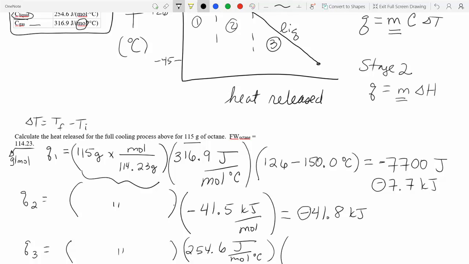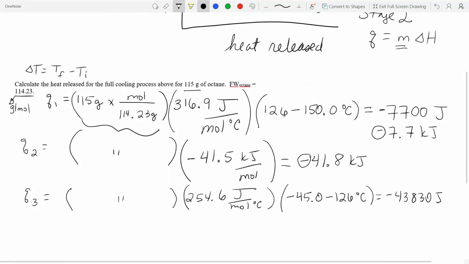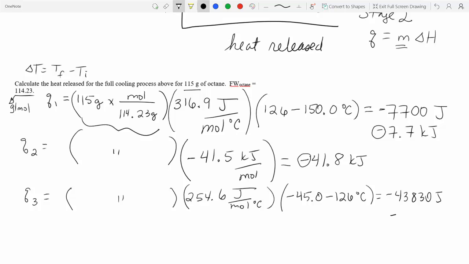Now we want change in temperature. Again, final minus initial. What's our final for this stage? Negative 45. What is our initial? 126. When you do the math, you should get negative 43,830 joules. If you want to put that in kilojoules, it's negative 43.8 kilojoules.